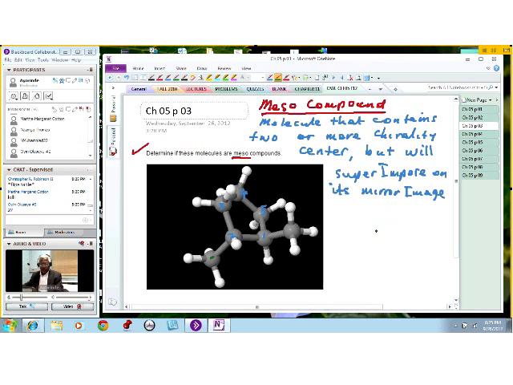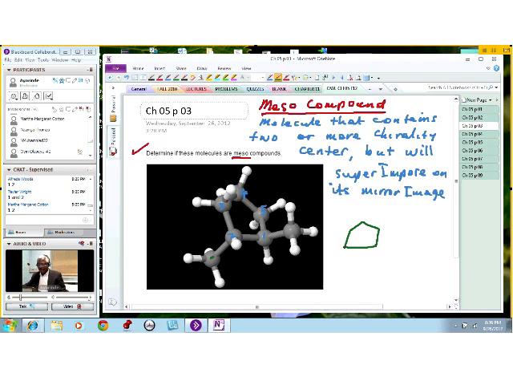Two. Okay, where are the chirality centers? They are at carbon 1 and 2. Excellent. So this is what we have here. Let me write this out in this form. This is the molecule that we have.